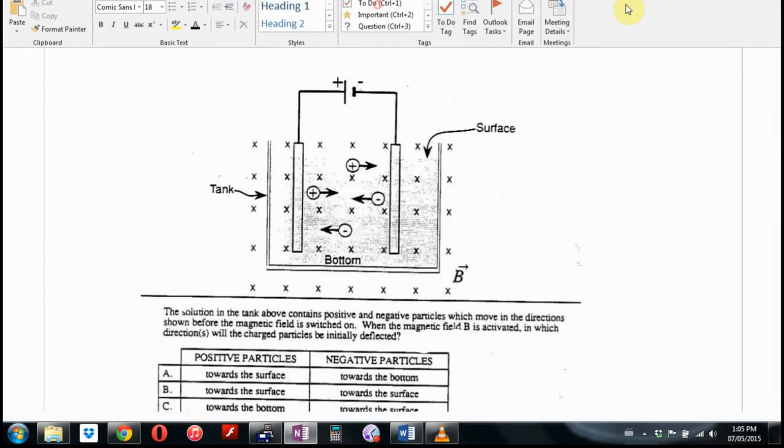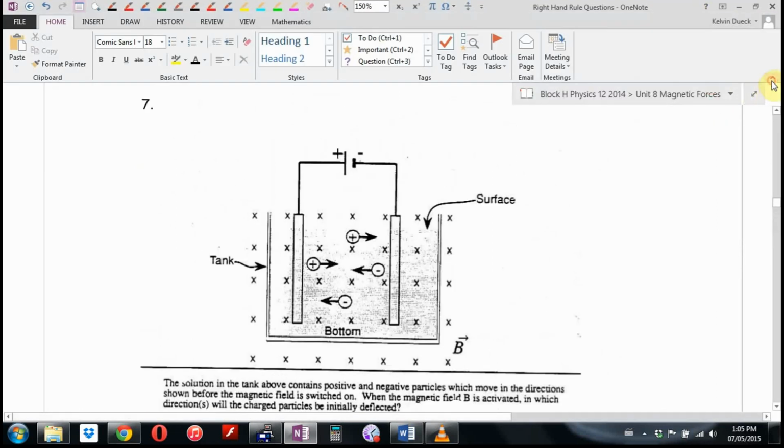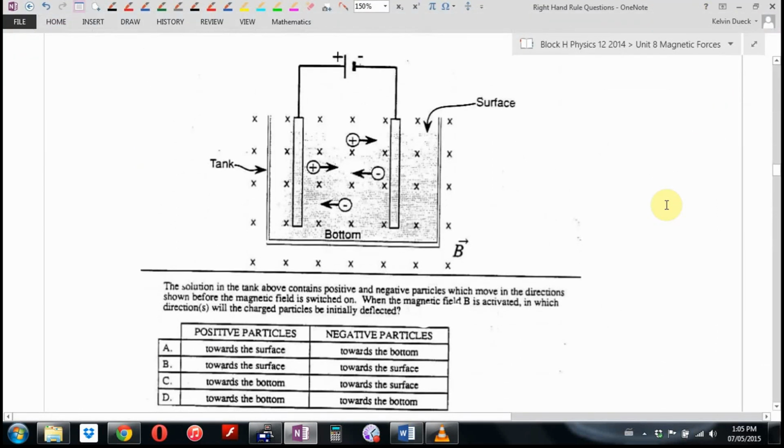Number 7. The solution in the tank above contains positive and negative particles which move in the directions shown before the magnetic field is switched on. So if you all look up, initially the positive charges are attracted to this negative electrode, and the negative charges are attracted to the positive electrode. Then we turn the magnetic field on.